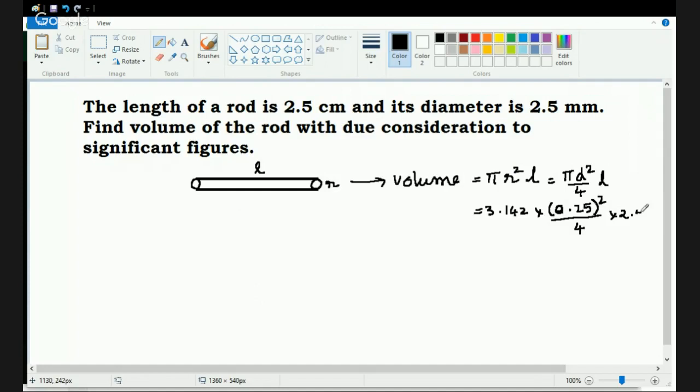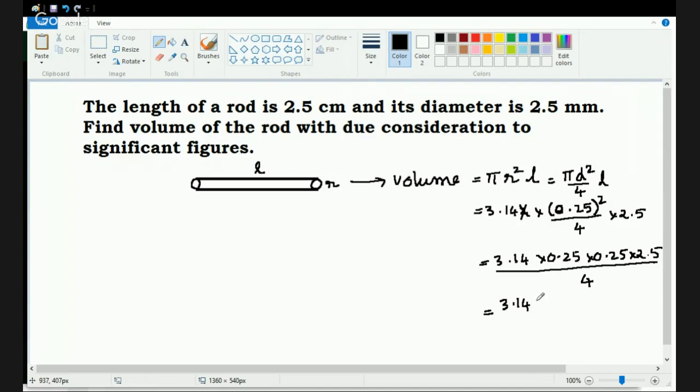Am I right? Because here it is diameter square by 4. Diameter is 0.25 centimeter, my dear. All should be in the same units now. So it should be 2.5. Two significant digits are there. So in pi also 3 significant digits is sufficient. You have to take this as 3.14. 0.25 into 0.25 into 2.5 divided by 4. This is how it is coming.